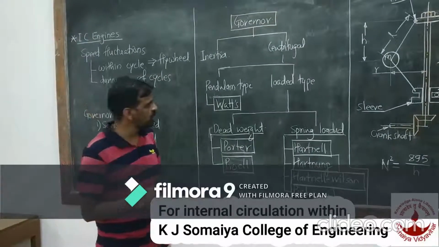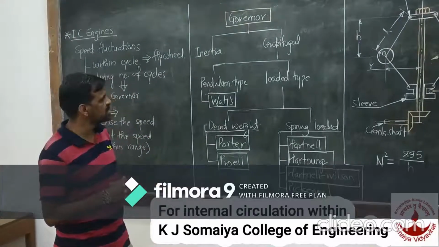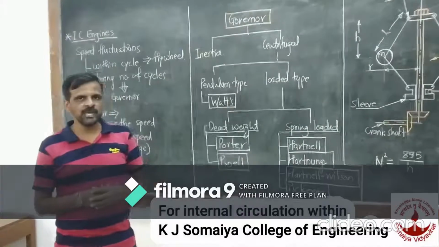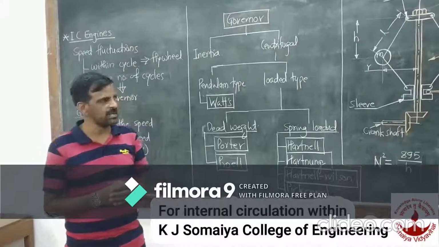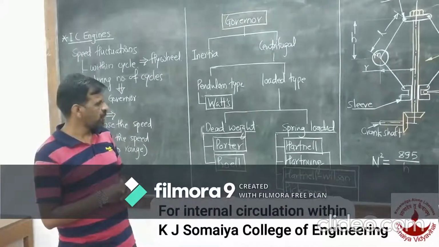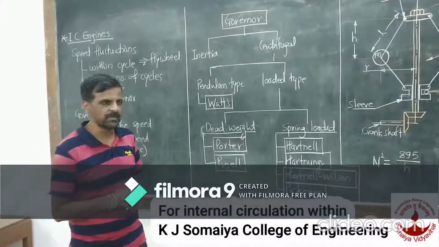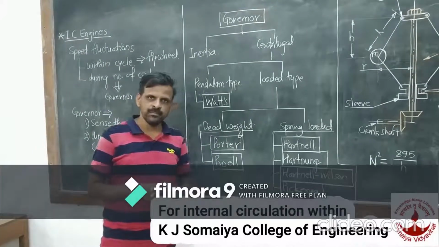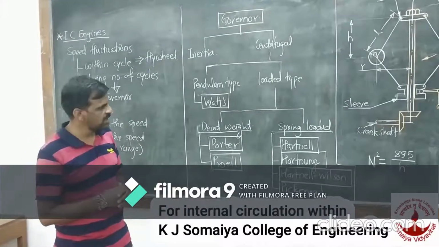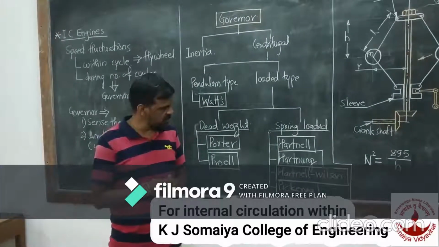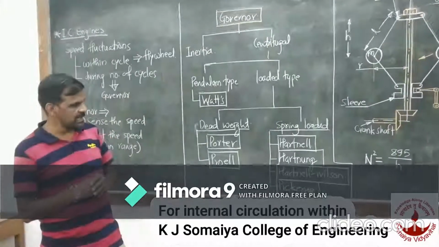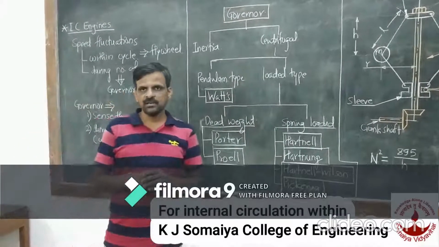Now further, centrifugal governors are categorized into two different categories. One is the pendulum type and the second one is the loaded type. The pendulum type of governor available is called Watt's governor. Then the loaded type of governor again has two different types. One is the deadweight type and the second one is the spring loaded type. There are two governors available in the deadweight type: one is Porter and the second one is Proell governor. Whereas in the spring loaded type, there are different governors available, that is Hartnell governor, Hartnell-Wilson governor and Pickering governor.